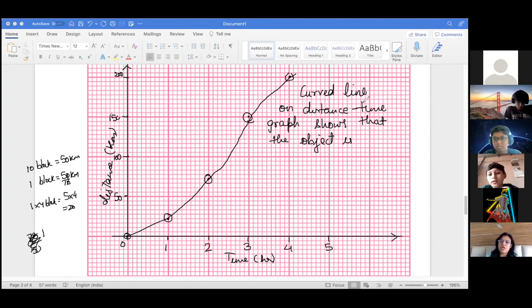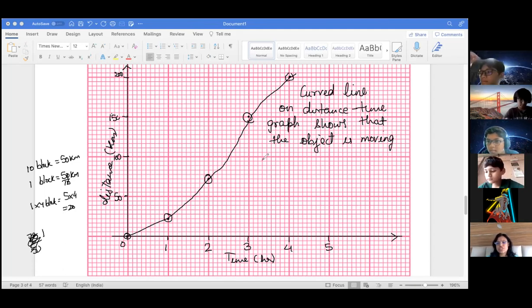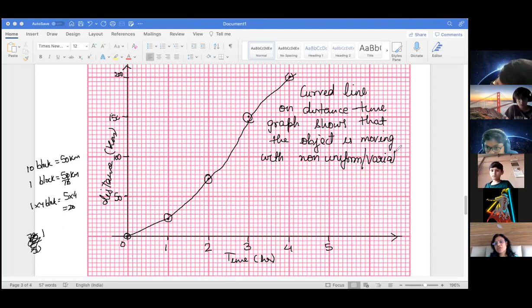Okay, just a moment. A curved line on a distance time graph shows that the object is, first write down this statement, the object is moving with non-uniform speed. Non-uniform means variable speed, means it is changing. Okay, variable speed means every time the speed is changing.